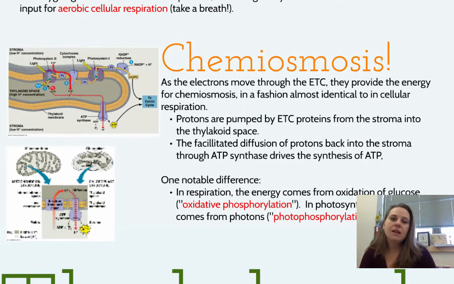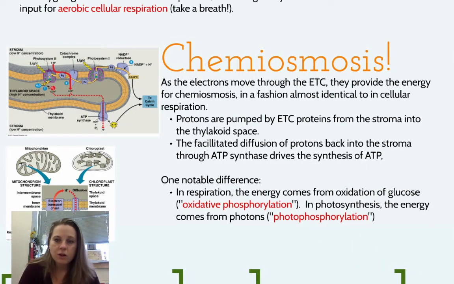We're grooving. So chemiosmosis is what's going to occur once we have the electrons moving through the transport chain. They're going to provide the energy for the chemiosmosis, almost identical to cellular respiration. Protons get pumped into the thylakoid space. We're going to use facilitated diffusion of the protons back, again, aka protons, hydrogen ions. Keep that in mind: every time you hear proton, think hydrogen ion. So ions need facilitated diffusion back through, and setting up that gradient of protons running through those proteins is going to help promote the synthesis of ATP.